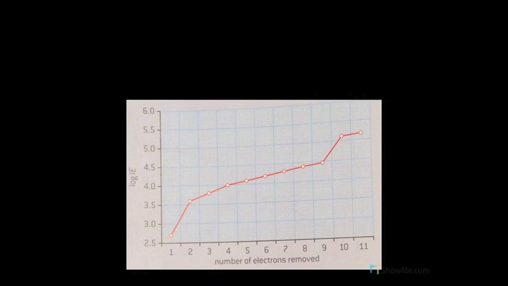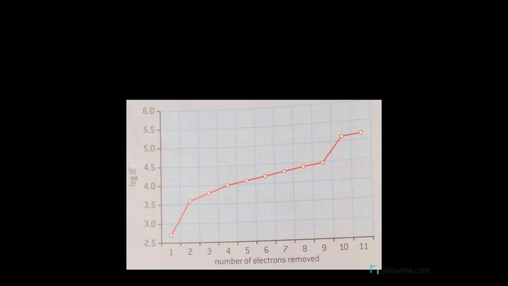The graph below represents the successive ionization energies of sodium. In this example, we will state the full electron configuration of sodium and explain how successive ionization energy data for sodium is related to its group number.